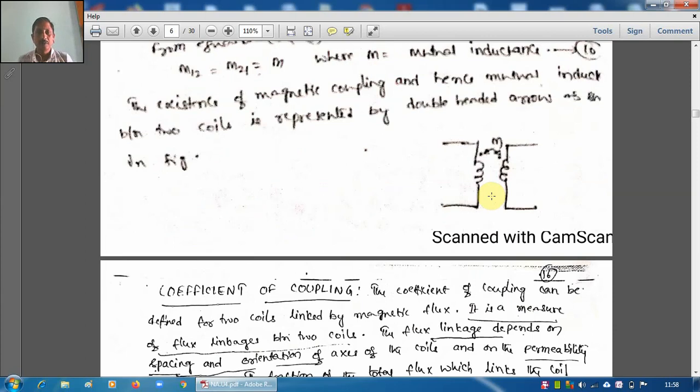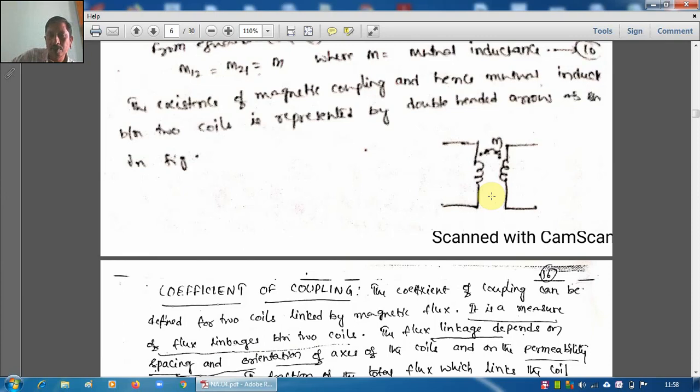So these two are self-inductance and mutual inductance. Both are inductances, the ratio of flux linkage to the current. But self-inductance is related to a single coil: the ratio of flux linkage of the same coil to the current flowing in the same coil, that is self-inductance.